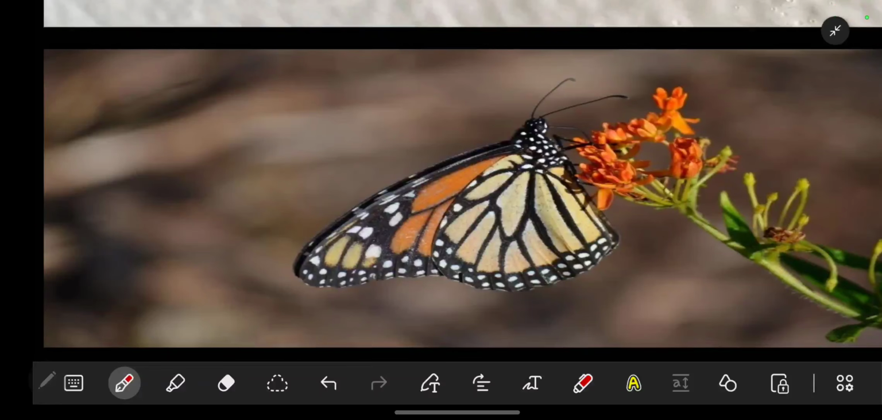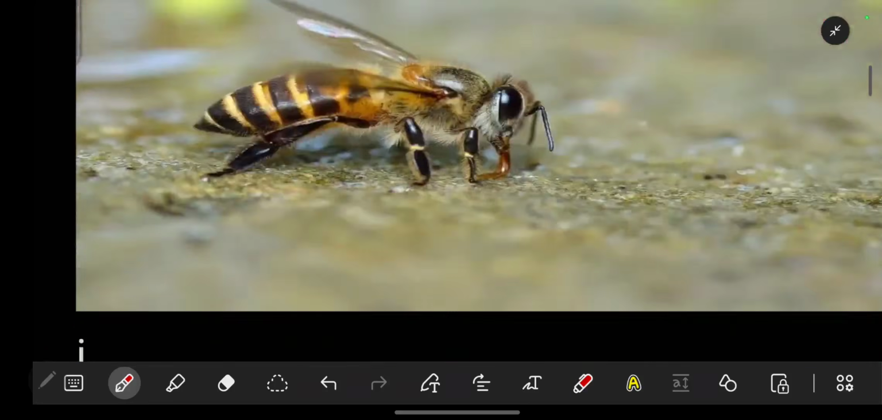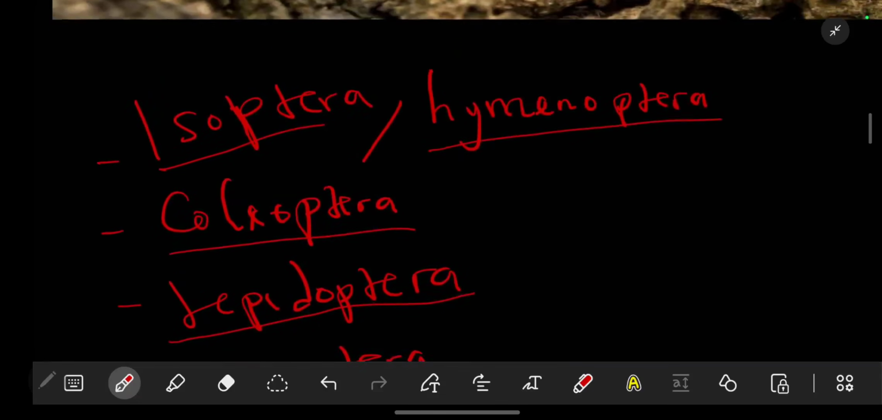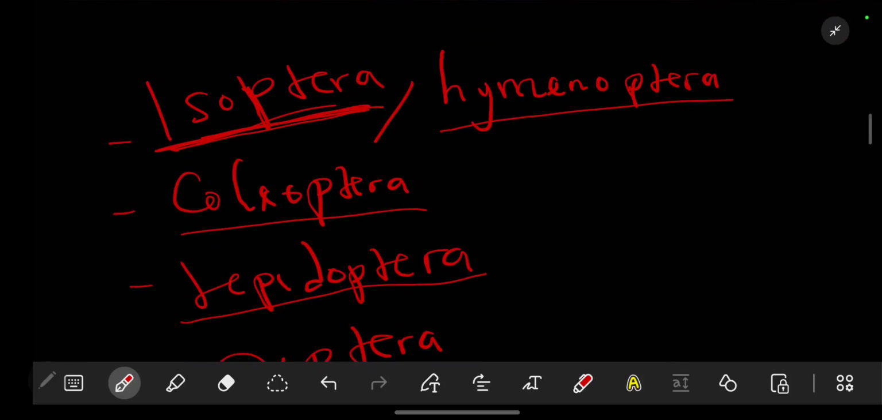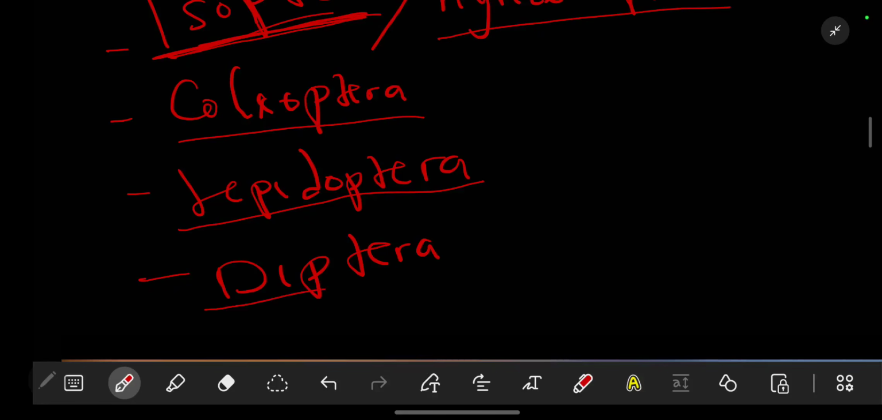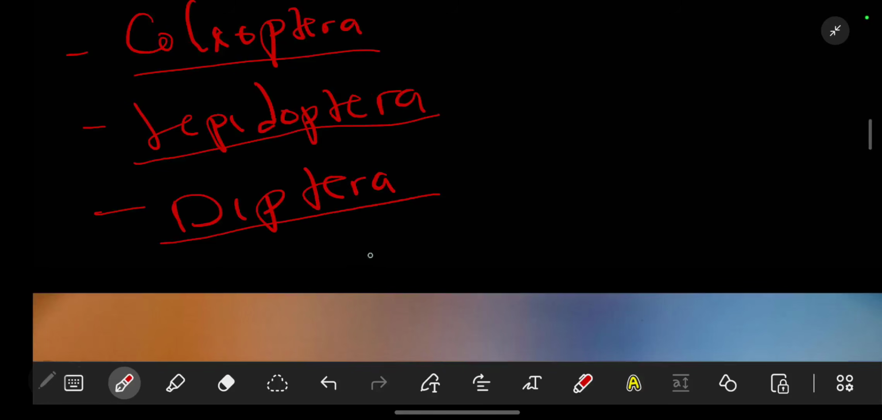So here today we are going to be looking at the orders of insects. So how can you memorize or know them? There are a lot of orders of insects. We have Isoptera, we have Diptera, we have a lot of them. I have written all of them here, and I would like to help you on how you can know them. So we have the Isoptera, Hymenoptera, Coleoptera, Lepidoptera, Diptera. Let's begin. All these are orders of insects. So if you are asked the orders of insects, they are the ones.